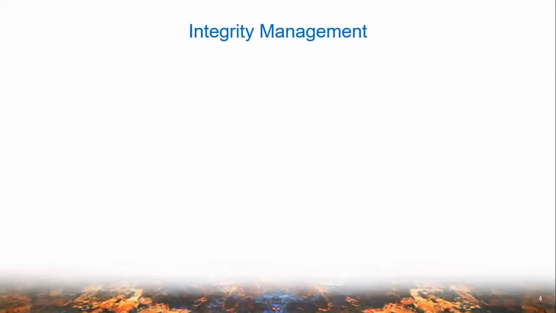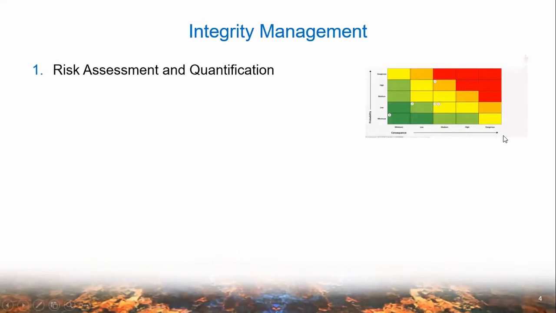We implement an integrity management program to reduce or to avoid risk during various phases. The integrity management program consists of three activities. First, we assess the risk and quantify it, for which we normally use a risk matrix.